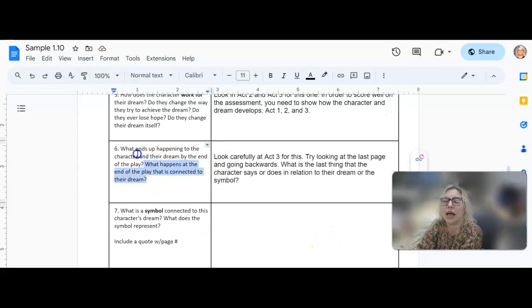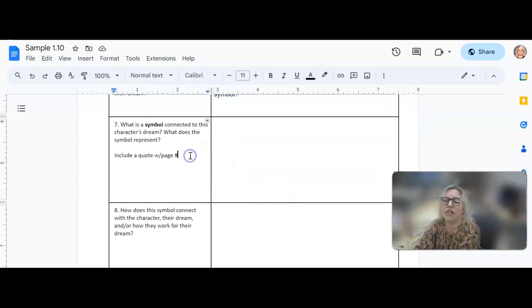Six, what ends up happening to the character and their dream by the end of the play? What happens at the end of the play that is connected to their dream? For this one, you're looking carefully at Act 3. So not Act 1 or Act 2, but Act 3. Try looking at the very last thing the character does or says. How does it connect to their dream? How does it connect to the symbol? That's going to be a really good place to look for number 6.